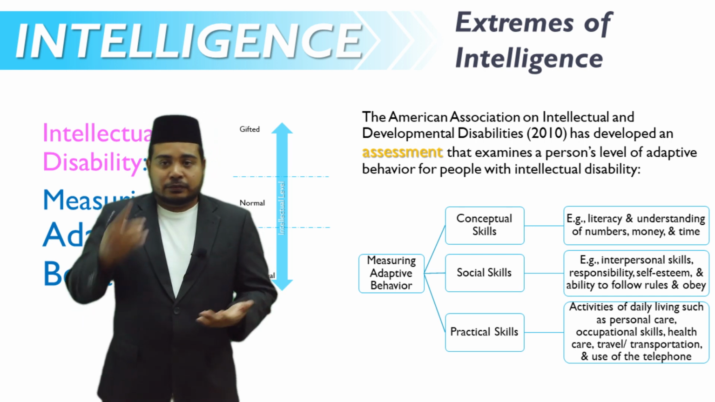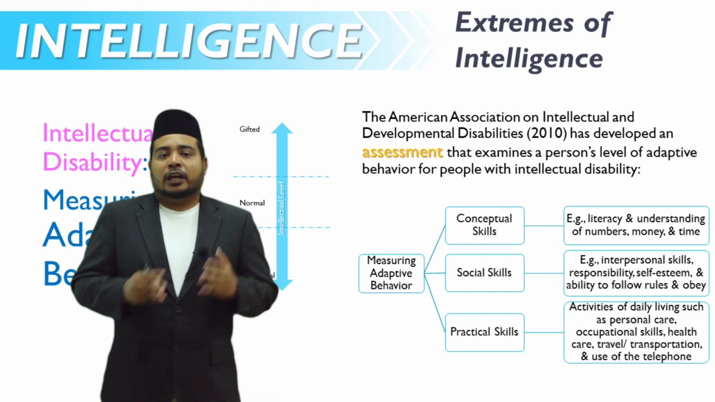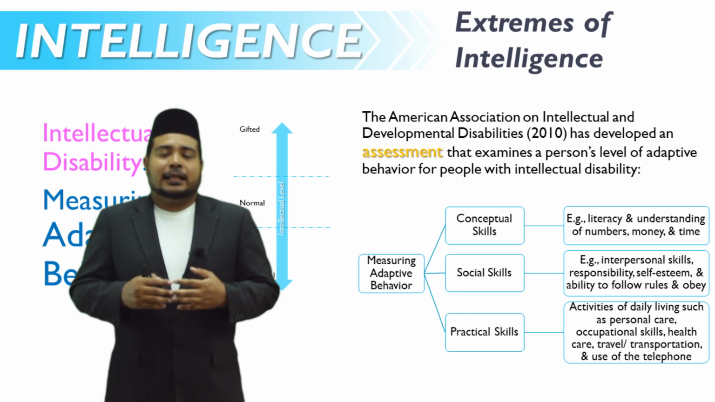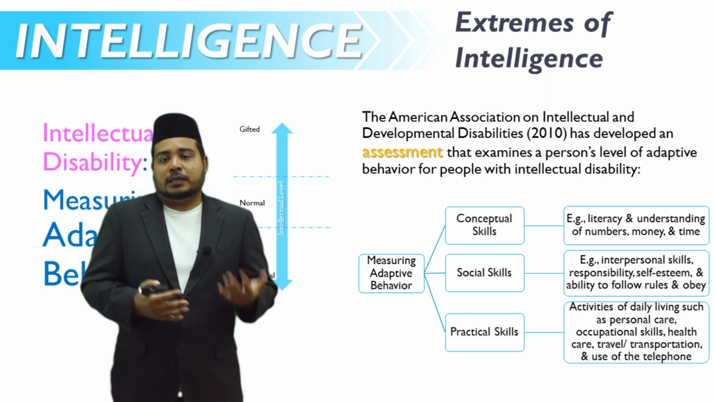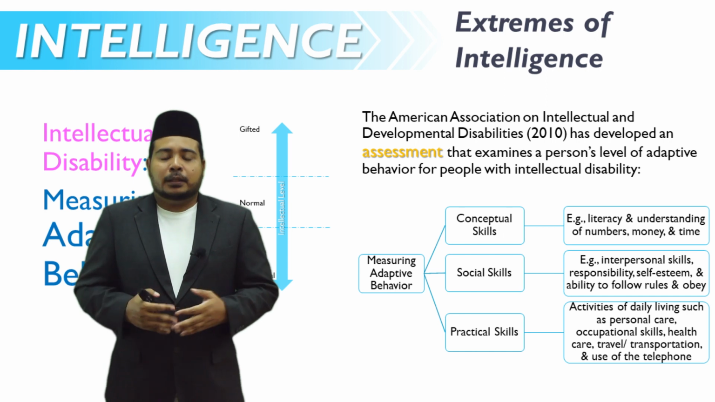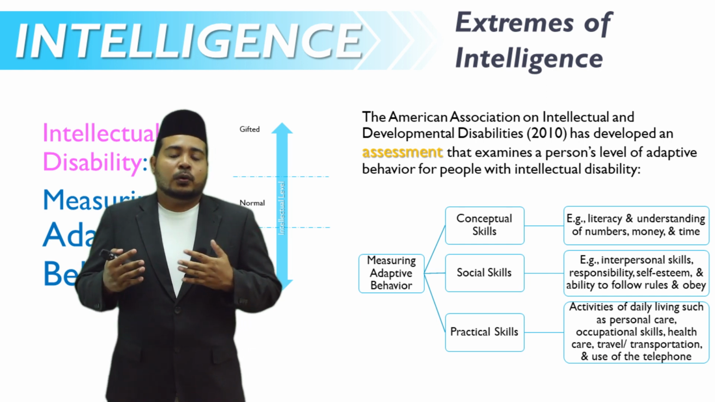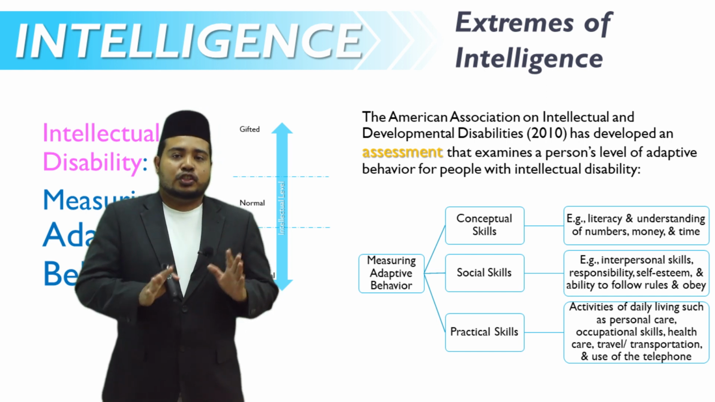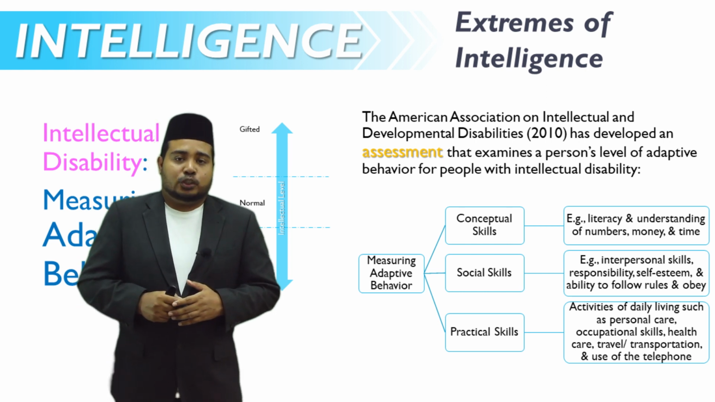For conceptual skill, the first component, examples of tests that we administer to people who have intellectual disability are literacy and understanding of numbers, okay, understanding of counting money and understanding of the concept of time. Okay, a very basic conceptual skill. We also test or measure their social skill. Okay, for example, interpersonal skills, responsibility, self-esteem, ability to follow rules, and ability to obey rules. So these are examples of social skills that we test among people who have intellectual disability.